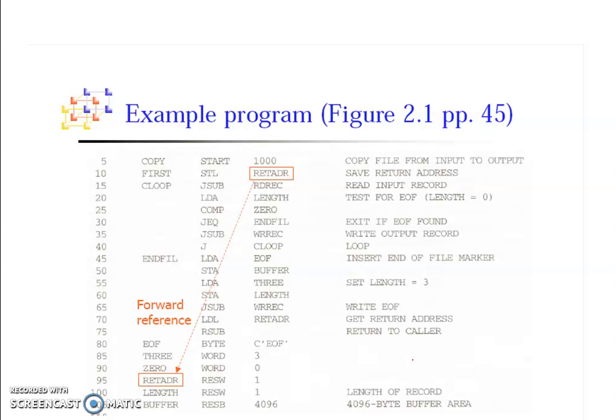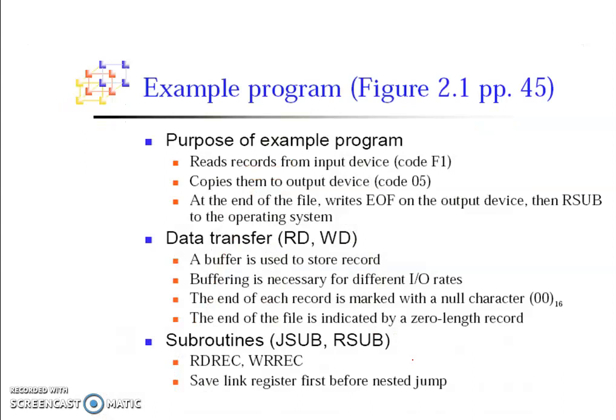The purpose of the program is to read some record from an input device, which will be represented using F1, and copy that record to an output device which will be represented using 05. Here at the end of the file, it will be writing EOF on the output device, which indicates the end of the file.